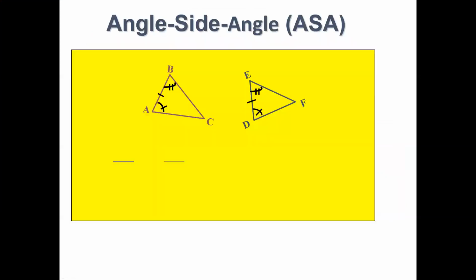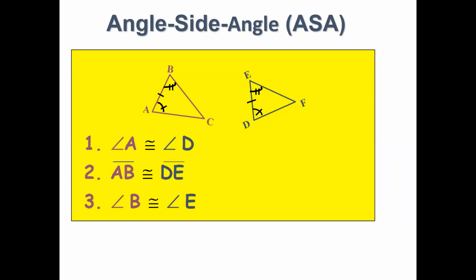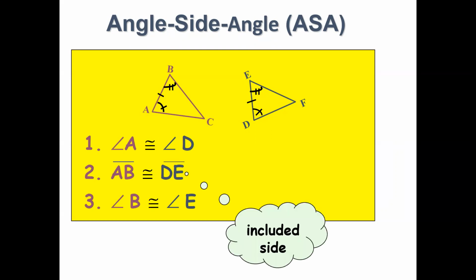Looking at this, we have two triangles with information marked on them. The first thing is angle A is marked congruent to angle D. We know that because they have their little arc marks at A and at D. Then we have marked that side AB is congruent to side DE. And we also have that angle B is congruent to angle E. Since that is my included side, the side between the two angles that we know are congruent, the two triangles must therefore be congruent. So triangle ABC is congruent to triangle DEF.